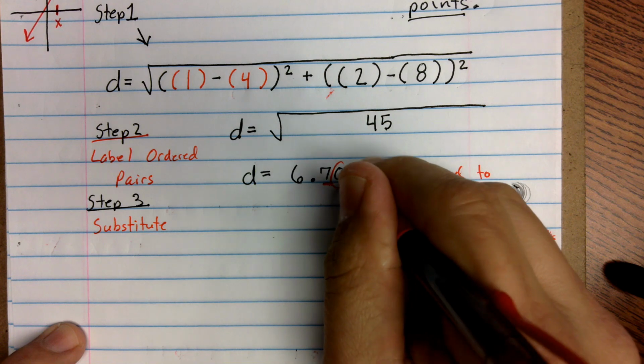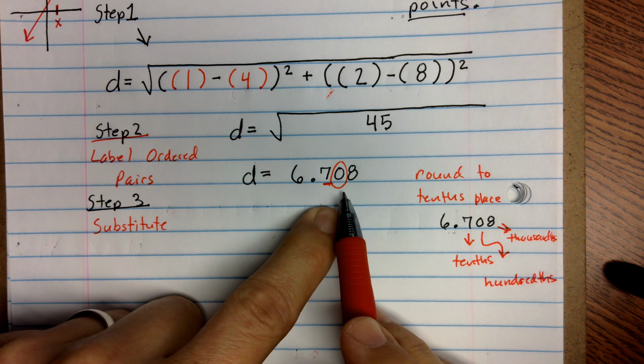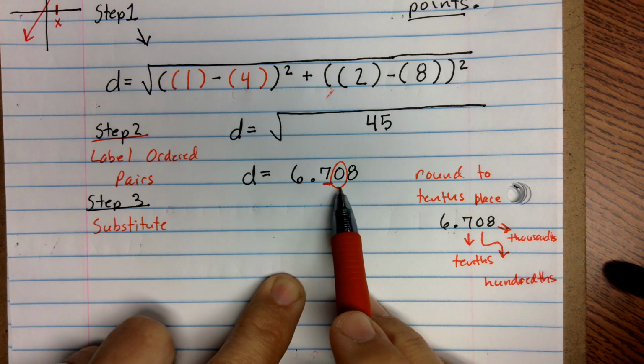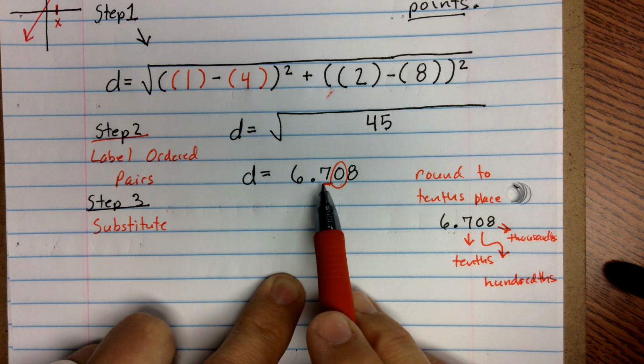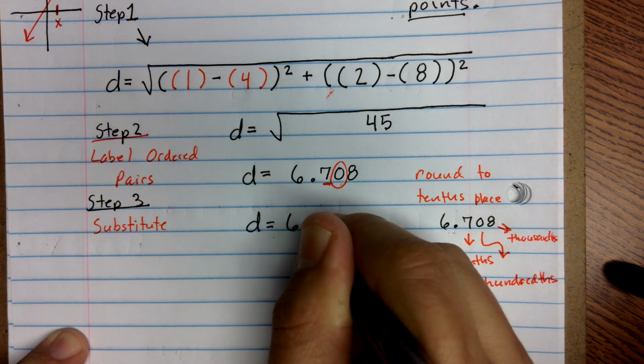And I'm going to circle the number next to it. We have this rule that says 5 or more, raise the score. 4 or less, let it rest. So since this is 4 or less, this second number in the hundredths place tells me to let the 7 rest so I don't change it. So my final answer will be D is equal to 6.7.